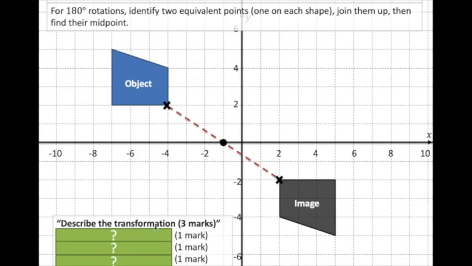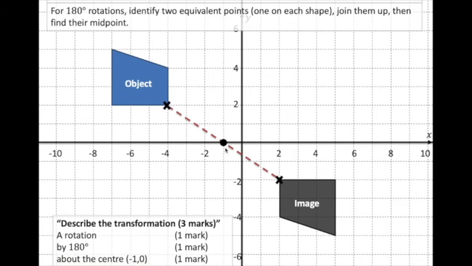So to describe it, it is a rotation by 180 degrees about the center negative 1, 0. So for 180 degrees it is much easier. All you do, find the corresponding points, right? Okay, and you find the midpoint. Okay, next.